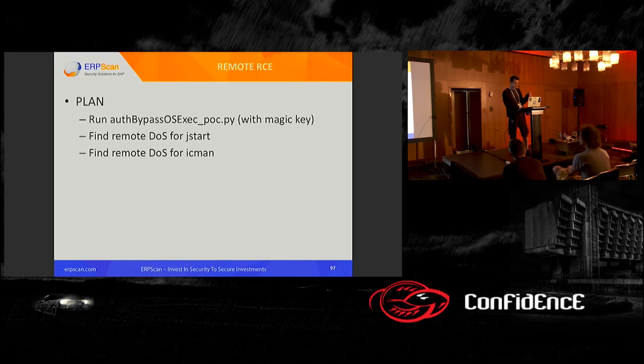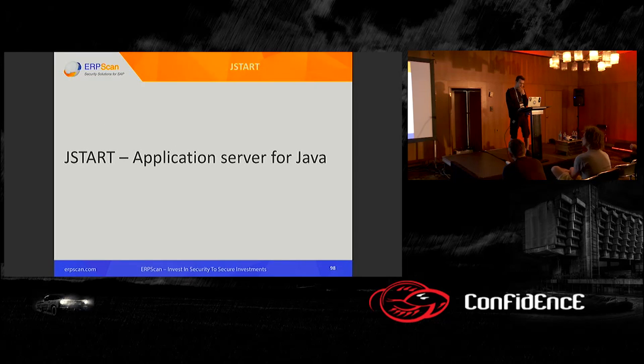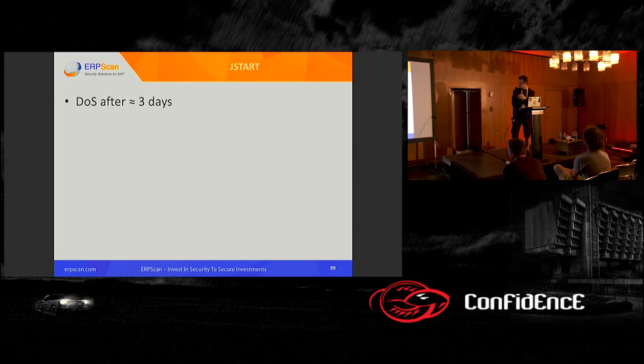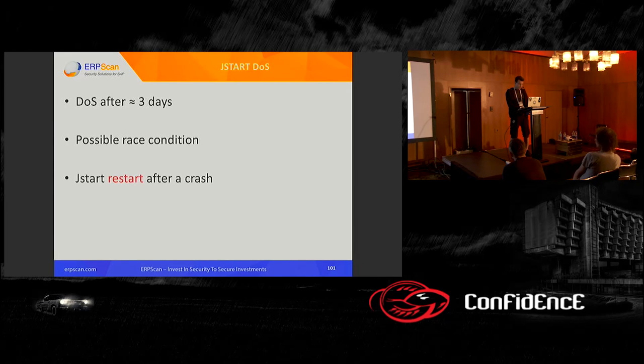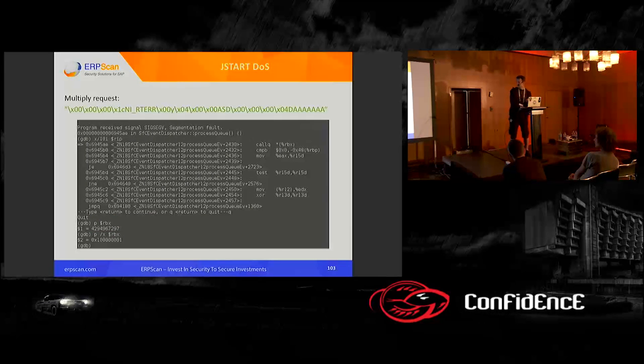For that, we should find DoS bugs for JSTAT and for ICMAN. We start with JSTAT. The JSTAT process is responsible for the Java stack of SAP. And we found, yes, we found a DoS in JSTAT after 3 days of research, a possible race condition. As a result, an attacker can send a few special requests to the JSTAT port, which will trigger a bug, and the JSTAT process will be stopped. What's interesting, the JSTAT process restarts after the crash. So JSTAT was an easy target.